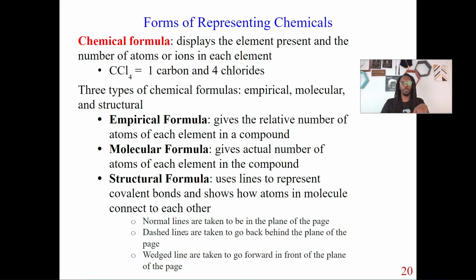Normal lines basically mean that it's in plane with the page. Dash lines mean that it's behind the plane. And wedge lines mean that it's forward. We're going forward here.